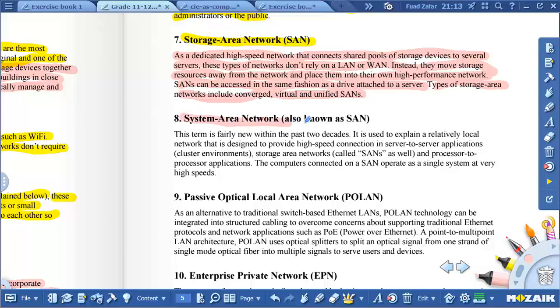System area network, also known as SAN. This term is fairly new, within the past 2 decades. It is used to describe a relatively local network that is designed to provide high-speed connection in server-to-server applications, cluster environments, and processor-to-processor applications. The computers connected to it operate as a single system at a very high speed.